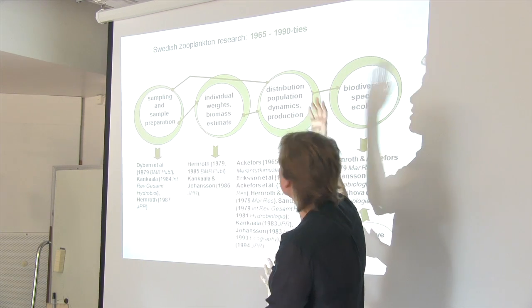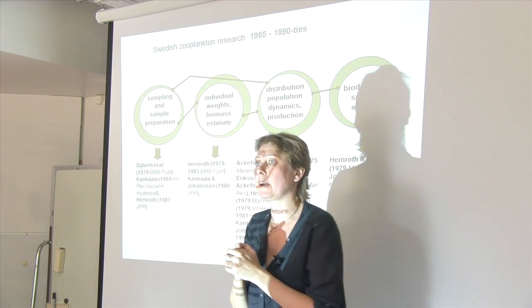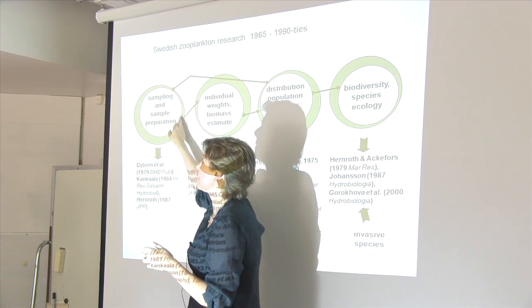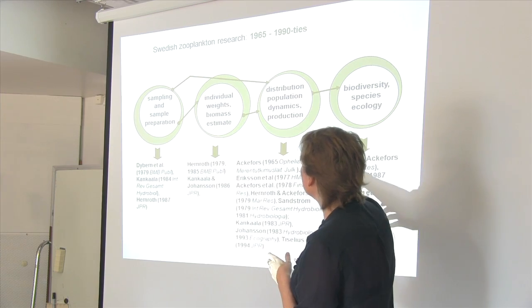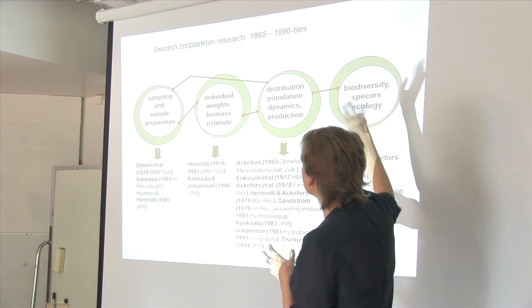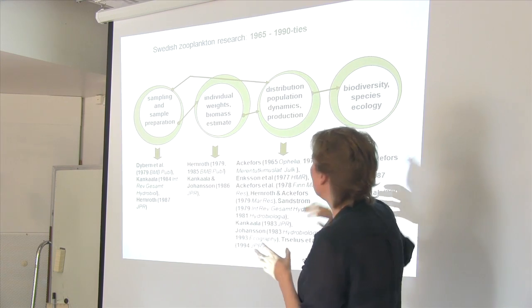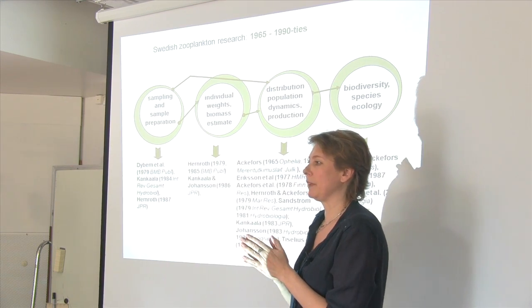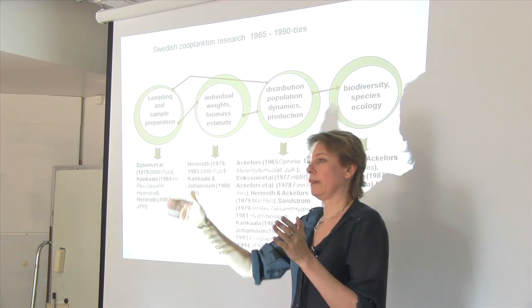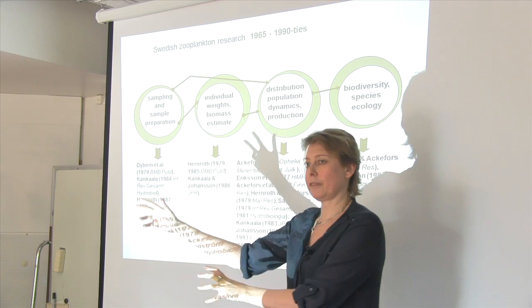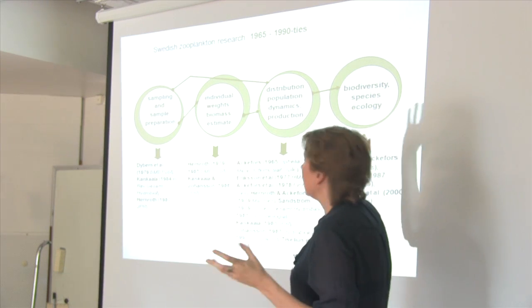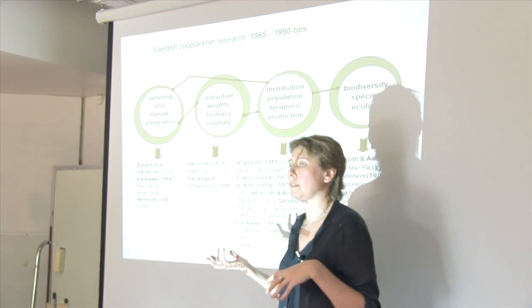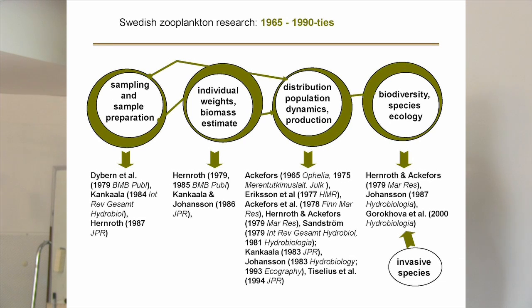Then distribution, of course, population dynamics, production. When they developed all the sampling techniques and so on, it was a very long period, also during the 70s, 80s, 90s, when people were just collecting descriptive data. Now it went up, now it went down. Here it's that much, here it's that much. And of course the species diversity, morphological, taxonomical studies, ecology.